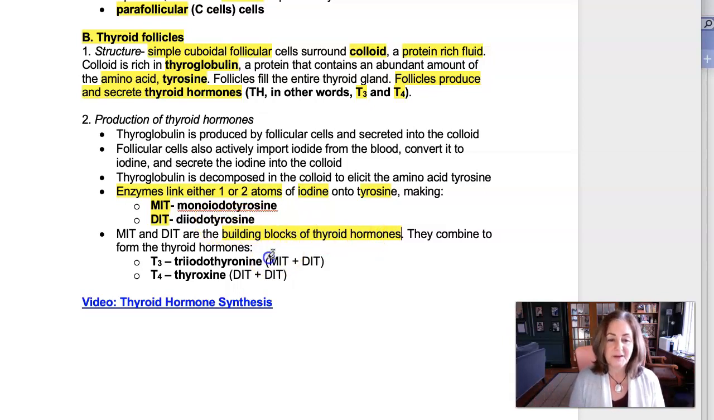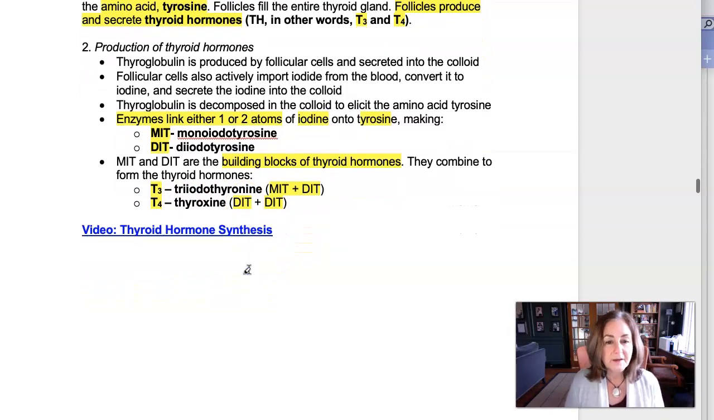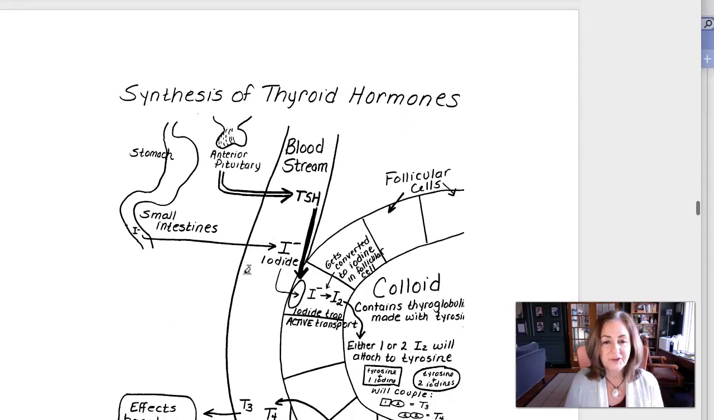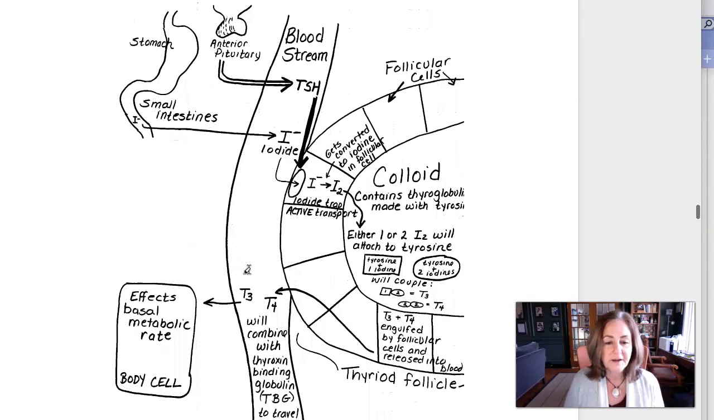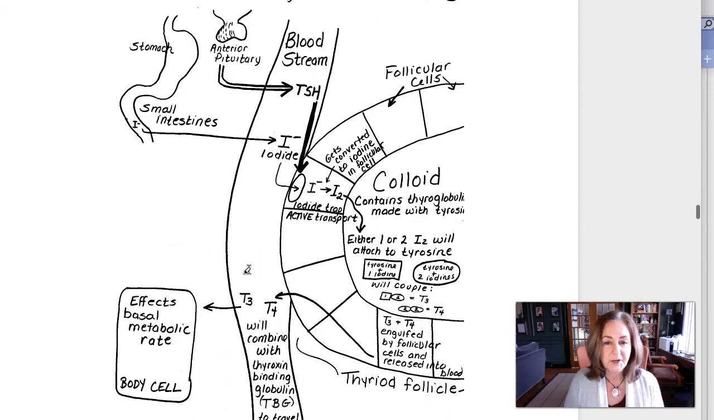So can you imagine if I take a mono and a di and bind them together, that is T3, triiodothyronine. If I take 2 dis and bind them together, that is T4, thyroxine. So in the notes, I sketched out a little picture here. There is a picture in your book that goes through this too, but I thought maybe we could mark this one up together. So let's see what you think.